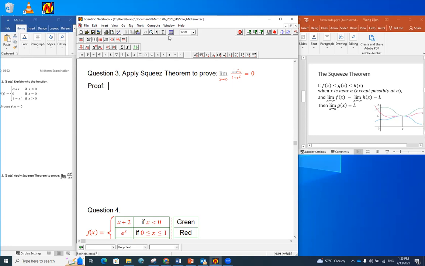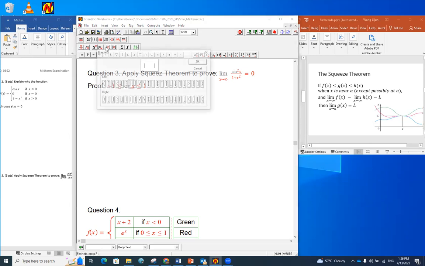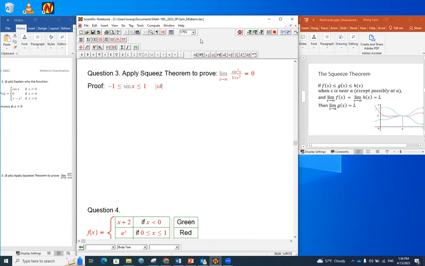Some of you used that sine x is between -1 and 1. You can certainly use that for sure. But because here we have sine squared of x, we also know this version of it. You can use this version: the absolute value of sine x is less than or equal to 1 for any real number. Of course, the setting we're considering is x approaching infinity.